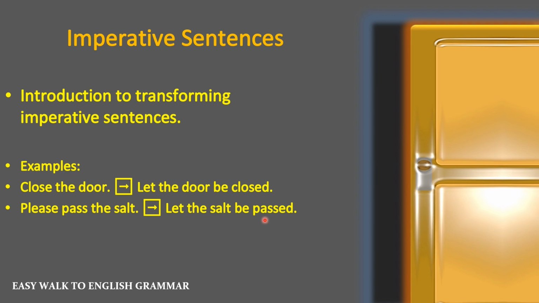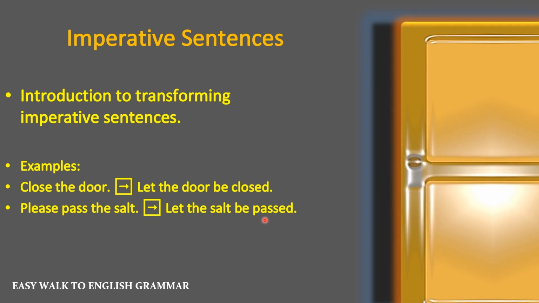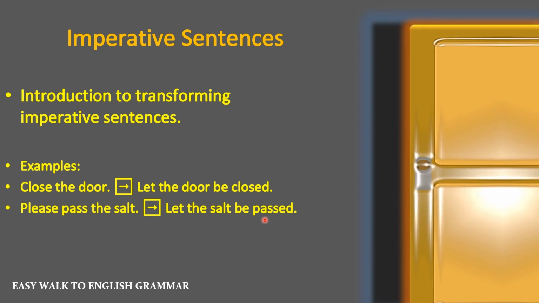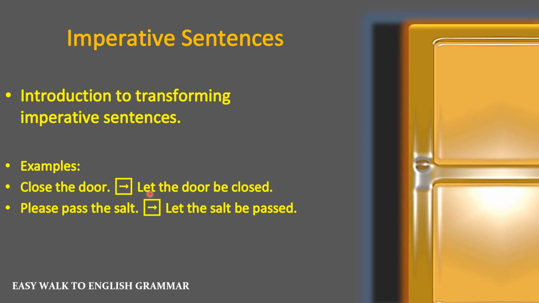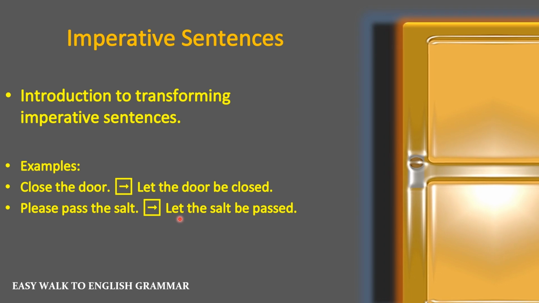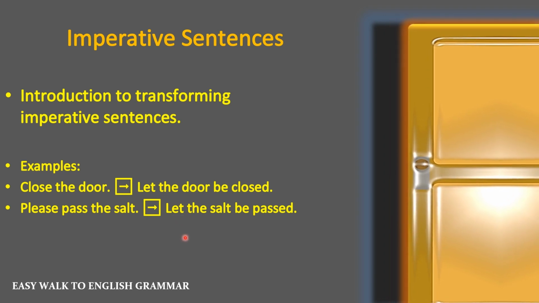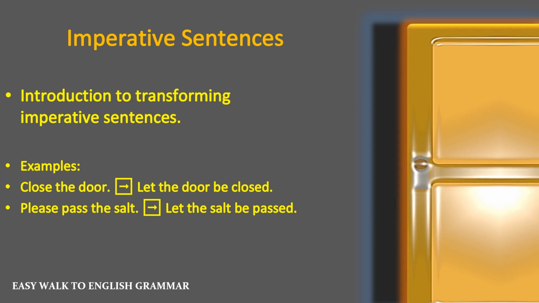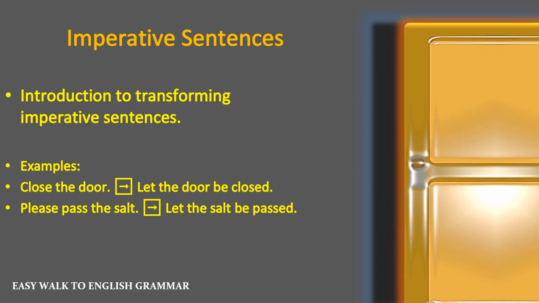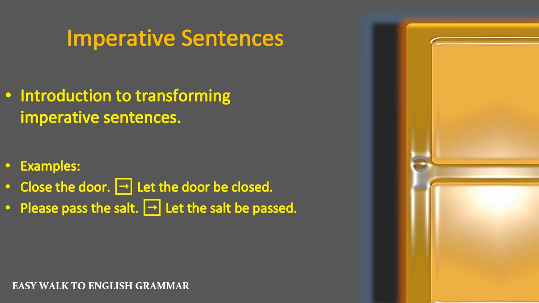If we want to avoid mentioning the subject in the passive voice, begin the passive voice with the auxiliary let. Other changes are the same, those we have learned with the passive voice constructions using auxiliaries in the first video of this active and passive voice series in our channel Easy Walk to English Grammar.